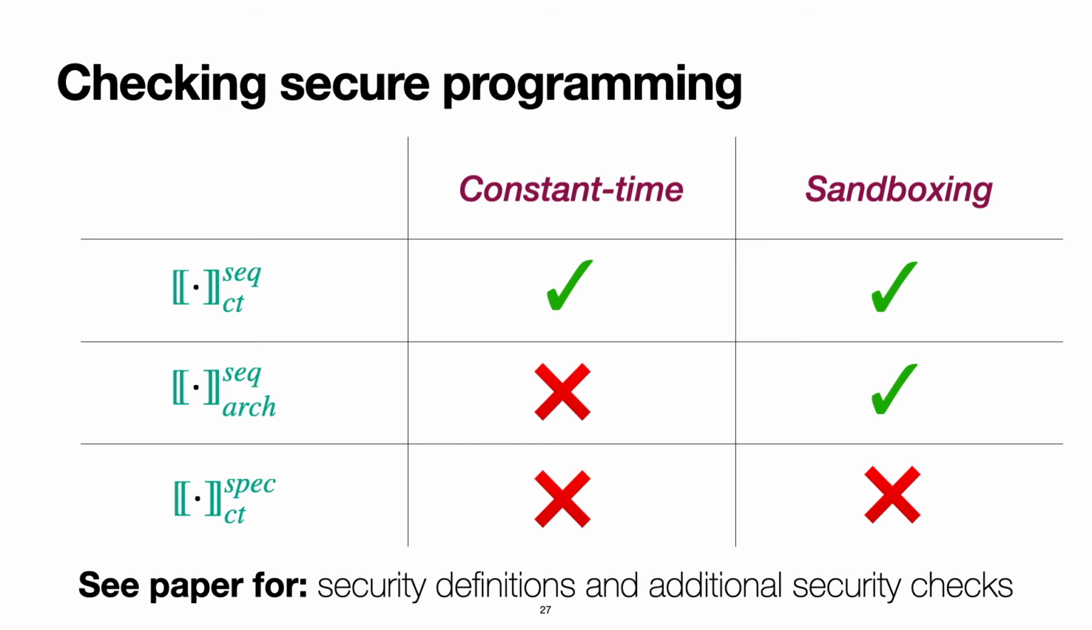In the paper, we present full security definitions, we describe in detail the additional security checks needed to run programs securely, and we discuss how existing tools can be repurposed to reason about general constant time and sandboxing. So, what are the practical implications of this? Consider a processor implementing hardware taint tracking. This processor satisfies the SecArc and the SpecCity contracts.